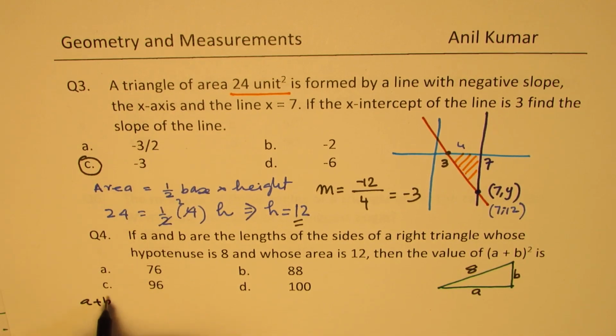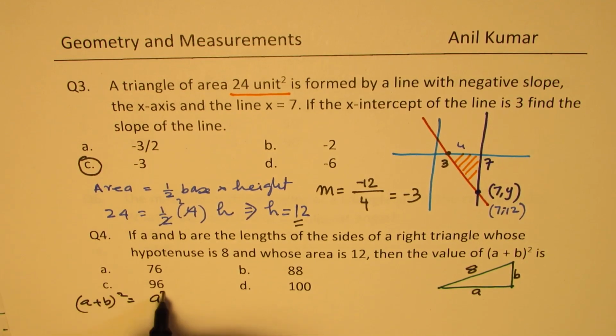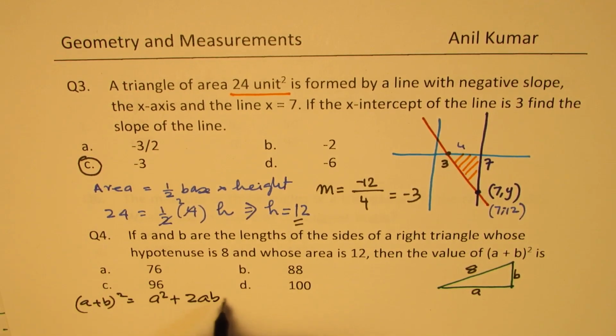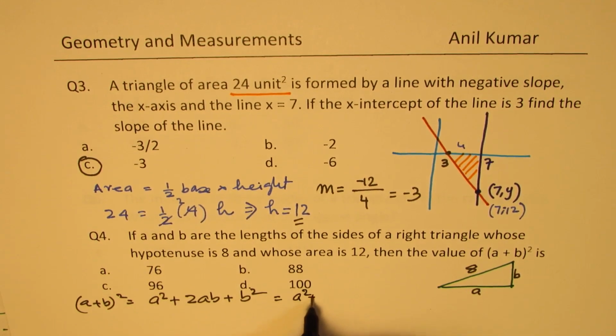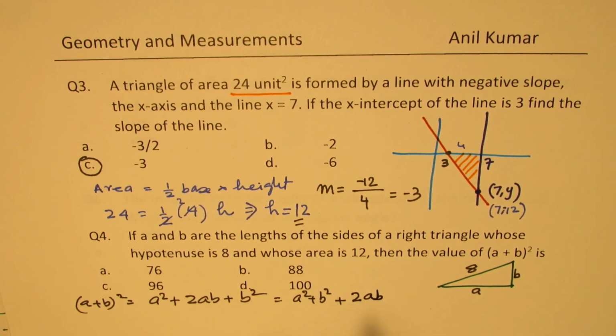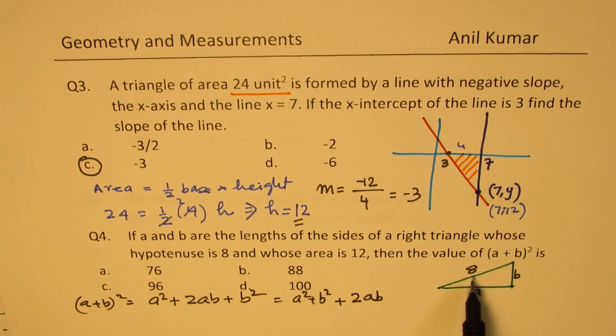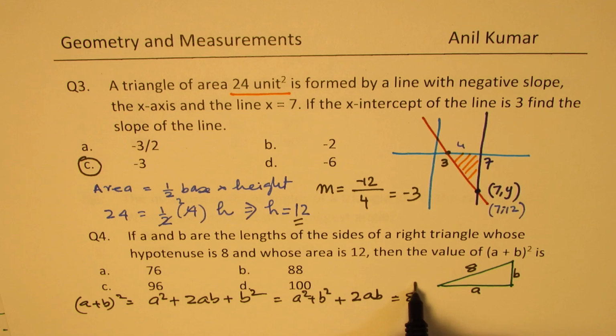Well, (A plus B) whole square is basically A square plus 2AB plus B square, right? Now, A square plus B square is 8 square. So we could write this as A square plus B square plus 2 times AB. We are given the hypotenuse, so A square plus B square is 8 square. So we get this as 8 square.